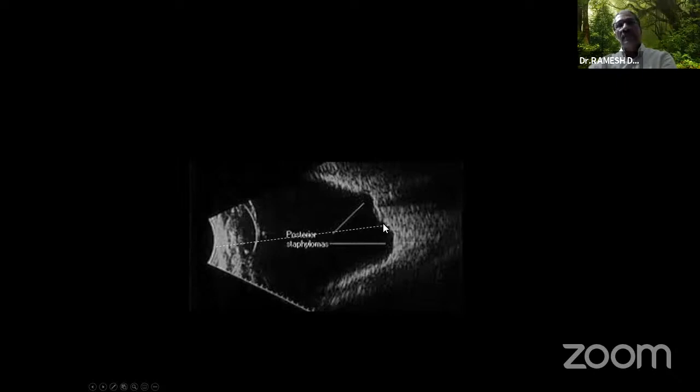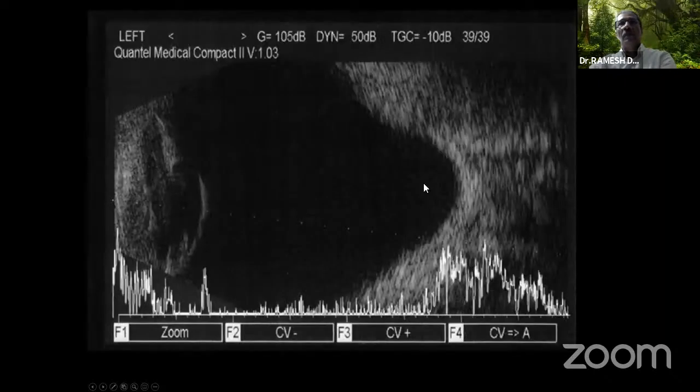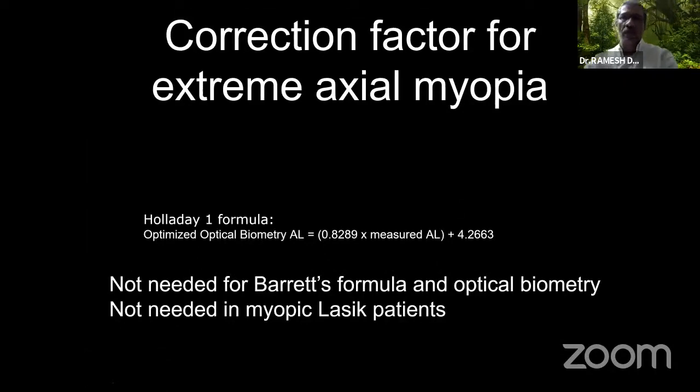Vector AB scan is easy when you know where the approximate macula is. You can see the optic nerve here, the macula is probably here. But in an eye like this, where the optic nerve is here, it's difficult to find out where the macula is sited, and a vector AB scan also will give only an approximate value.